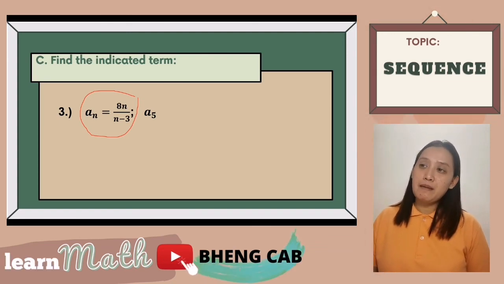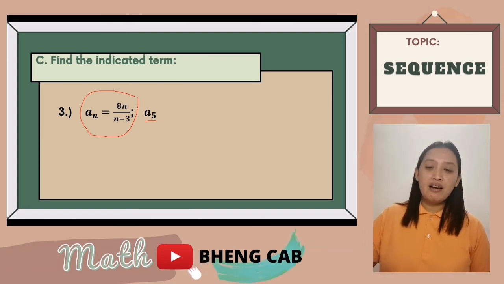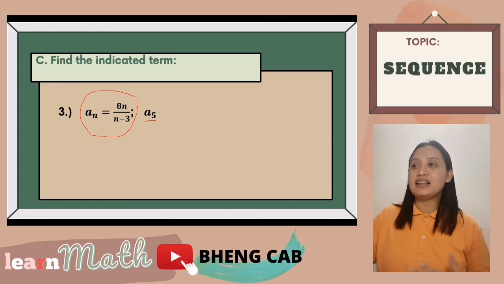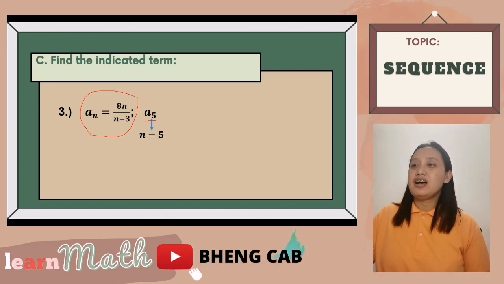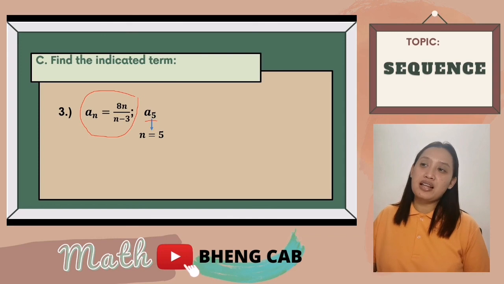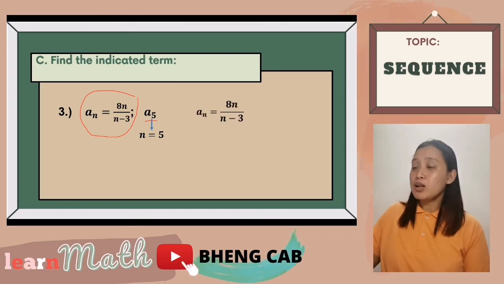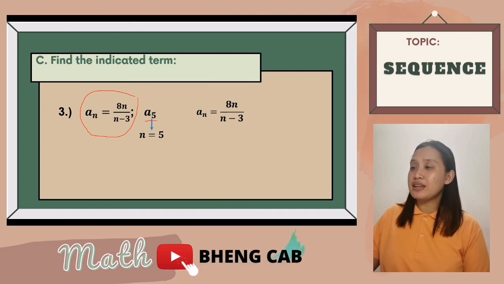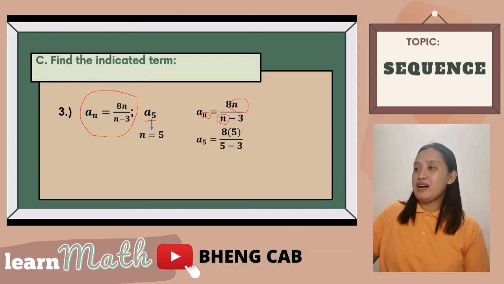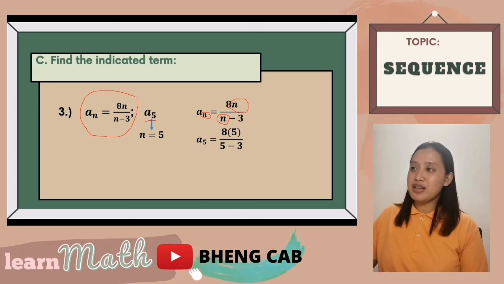Ang kailangan natin hanapin ay yung fifth term. If I have here a sub 5, that means to say, ang ating n ay 5. At yung 5 na yan, isa-substitute natin dito sa ating general rule, or ipa-plug in natin. So, a sub n equals to 8n over n minus 3. So, expect ko na papalitan yung n ng 5, yung n ng 5. So, we can have a sub 5 equals 8 times 5 over 5 minus 3.